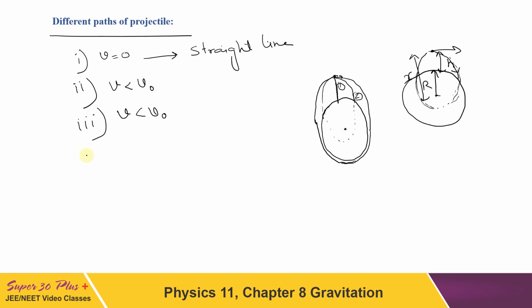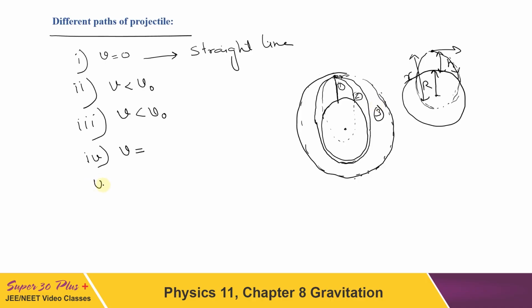Now if v is equal to v0, that is, the velocity with which it is projected is equal to the orbital velocity, then motion will be circular. It will revolve around the Earth in a circular orbit. So this is our path 3, where the motion is completely circular. And the orbital velocity is also known as first cosmic velocity.